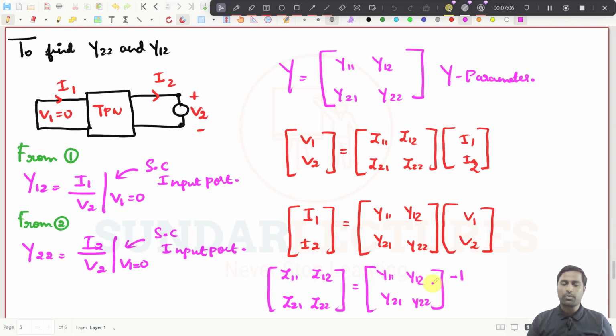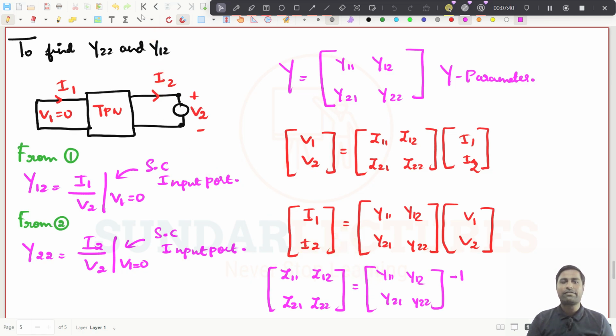Is this possible? And can this exist? And what are the conditions for this Z parameter to be equated to the Y parameter inverse? You cannot say that in all conditions the inverse of the Y matrix will give you Z. No, it is not possible, because there are certain rules where the inverse can become infinity value. So that we will see in the next class.